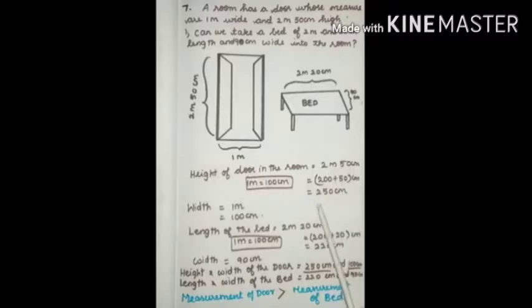Yes, the height of the door in the room is 250 centimeter. And the width of the door is 1 meter. As we already know that 1 meter equal to what? Yes, 100 centimeter. And the length of the bed equal to 2 meter 20 centimeter. Again we have to convert this meter into what? Centimeter. 2 meter as 200 centimeter. 200 plus 20 equal to 220 centimeter. Width equal to 90 centimeter.